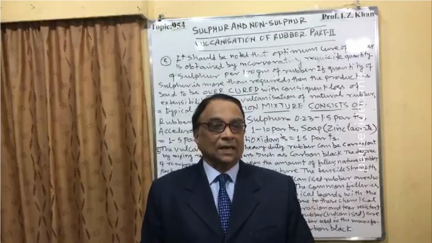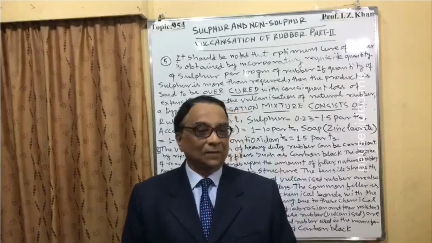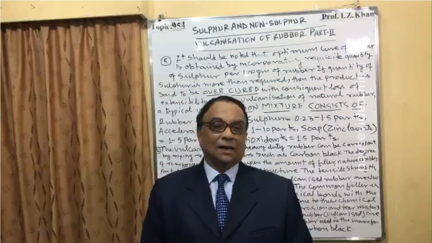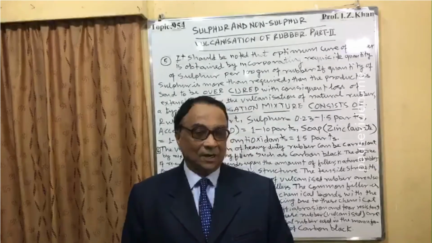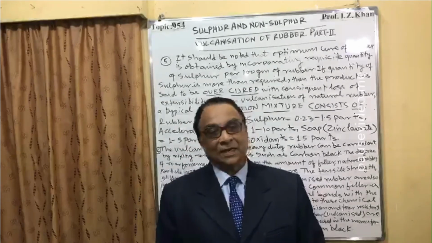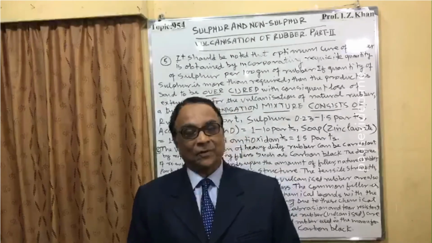So with this I will stop, and in the next lecture I am going to discuss the vulcanization of rubber, that is non-sulfur vulcanization, that is in presence of titanium, selenium, zinc oxide, and some other ingredients apart from sulfur.